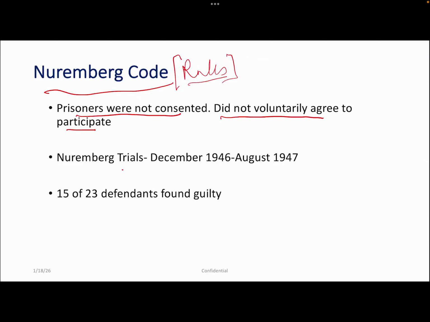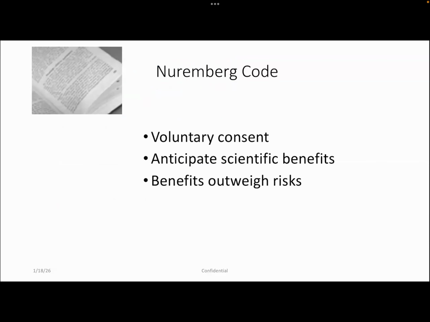So this trial case went from 1946 to 1947. 15 out of 23, they were doctors, they were found guilty. So now, as a code, the Nuremberg Code came in. What it highlighted, first and foremost, is that participation in the research should be voluntary. A person says yes, it means yes. If a person says no, that means no.